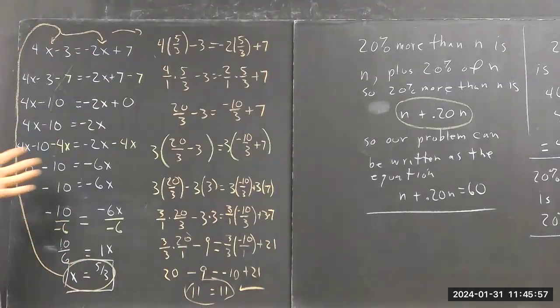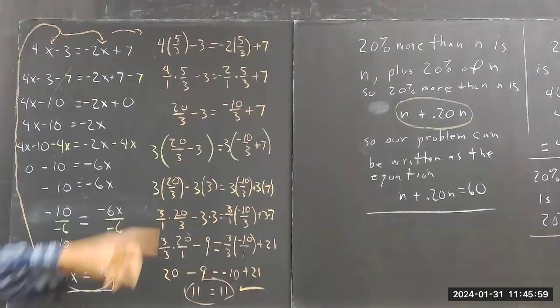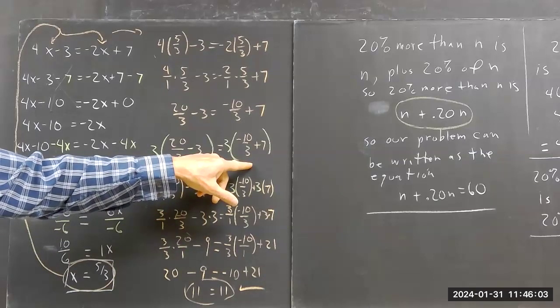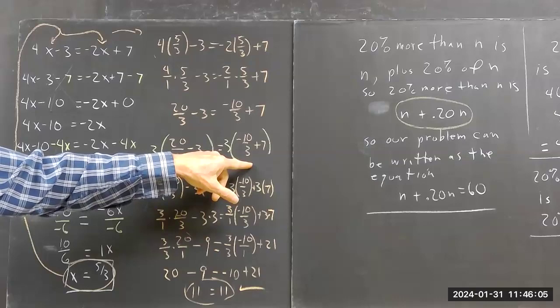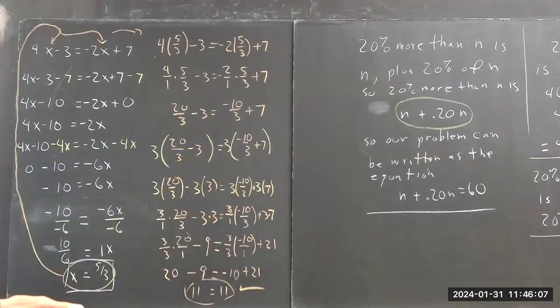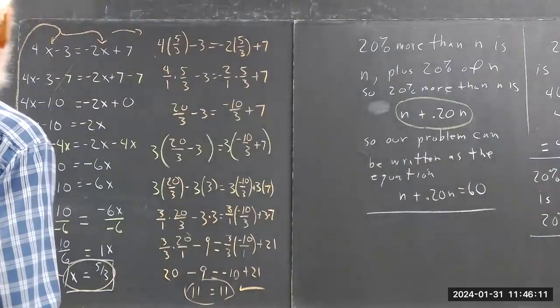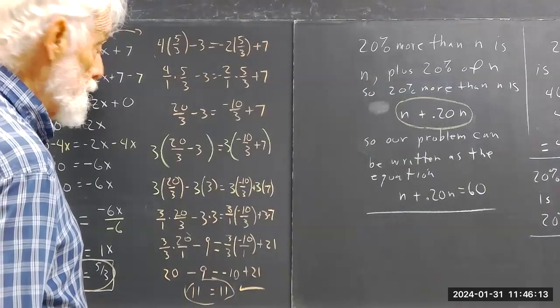Okay, so this idea of multiplying both sides of the equation by your denominator or by a common denominator is really quite important. Okay. Want to move on to the second equation.